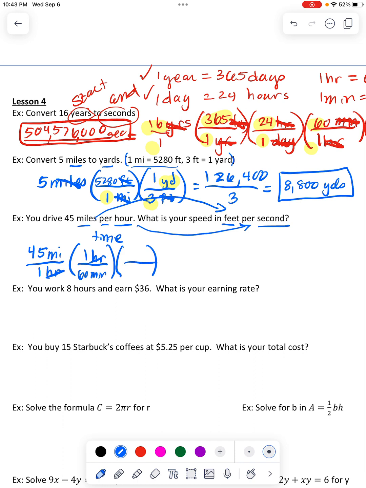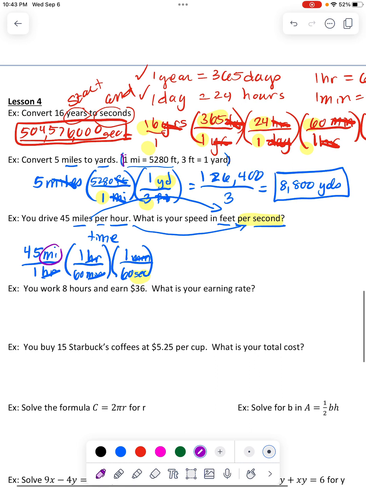Minutes are on the bottom, so I'll need minutes on the top to cancel. My conversion is that 1 minute is 60 seconds. Minutes cancel. So that part so far, those numbers will get me to a per second because it's going to be on the bottom. So what I want to focus on now is, how do I then convert the miles from way back here into feet?